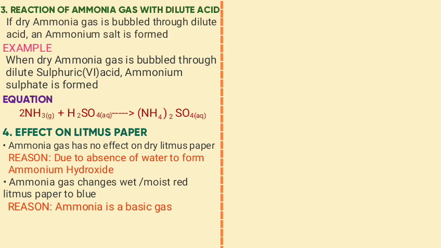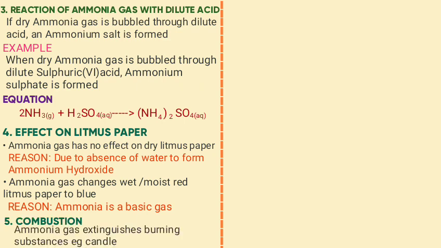Now the next property is combustion. Ammonia extinguishes burning substances, e.g. a candle. Reason: ammonia does not support combustion.